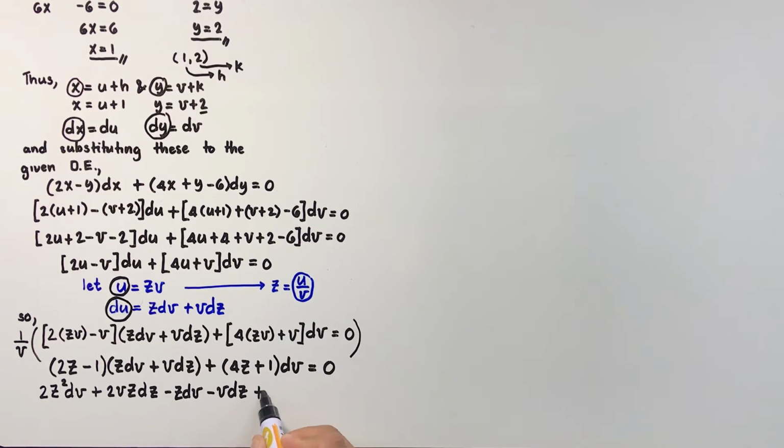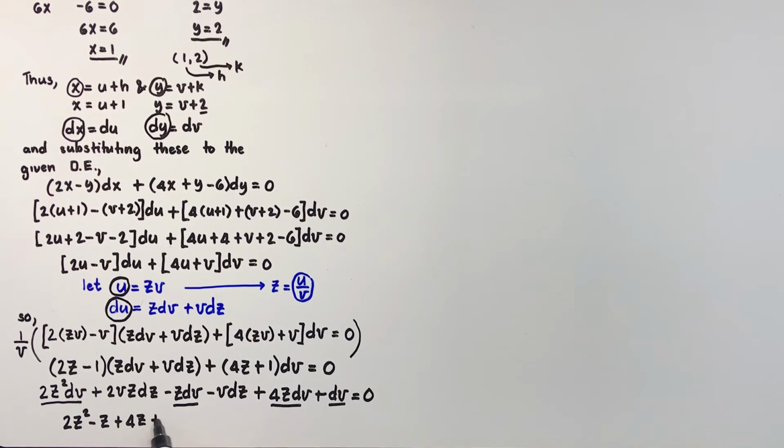And this is added to 4z dv from here, and plus 1 dv. So combining similar terms, we have this term and this term and these two terms here. We have 2z squared minus z plus 4z plus 1 quantity multiplied by dv. And this is added by the remaining terms, which is 2vz minus v dz here.